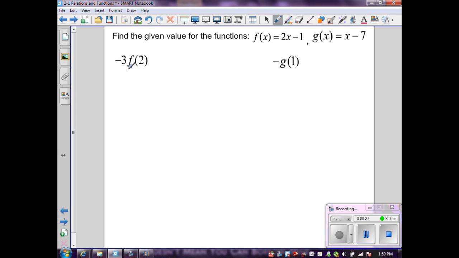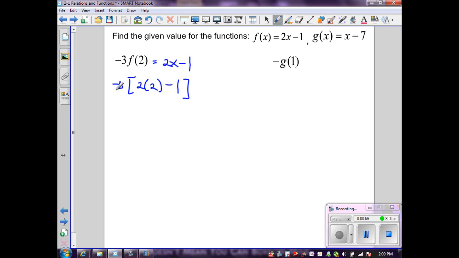Here we're going to use the function f, and our input value into f is going to be 2. So I want to use 2x minus 1 because that is my f function. Now, I'm just going to substitute the value of 2 into the function. That's going to give me 2 times 2 minus 1. Recall out here I have a negative 3 multiplying my function, so I want to multiply that by a negative 3.